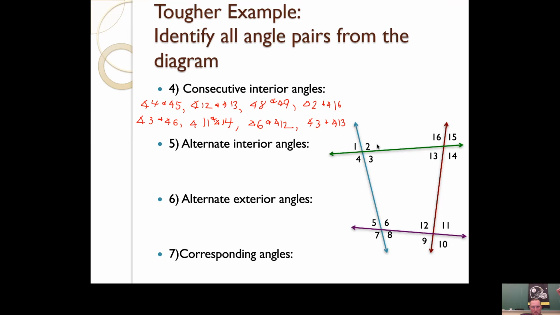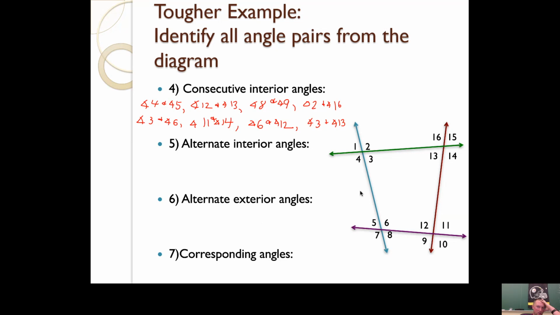Cover up the purple line. Angle 2 and angle 13 are alternate interior. Same thing with angle 16 and angle 3. Cover up the green line. Let's look at the purple. Angle 6 and angle 9 are alternate interior. Same thing with angle 8 and angle 12. Those would be all 8 pairs.